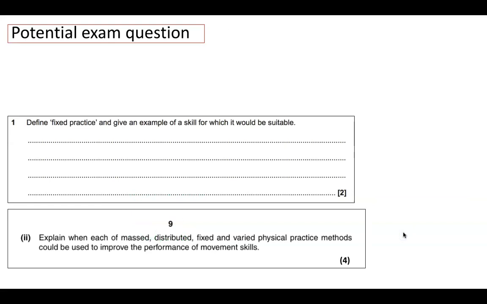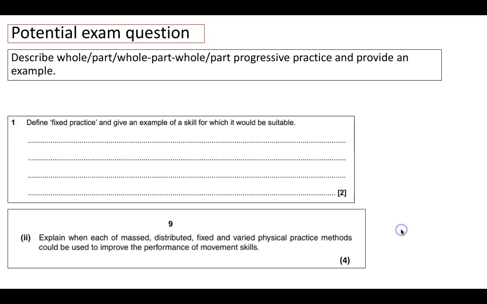So examples of potential questions with regards to these practice types: define fixed practice and give an example of a skill for which it would be suitable. And then at the bottom we've got: explain when each of massed, distributed, fixed and varied practice methods could be used to improve the performance of a movement skill. With regards to that question, it's not asking for a definition or a description. It's basically saying which skills they would be best for, and that's what we're going to be going through during today's screencast and then in the lesson as well.